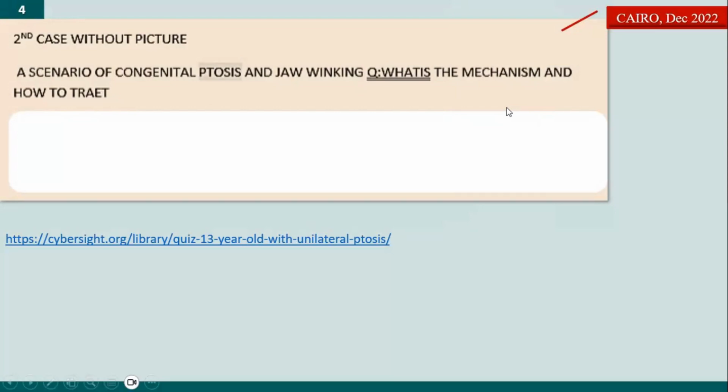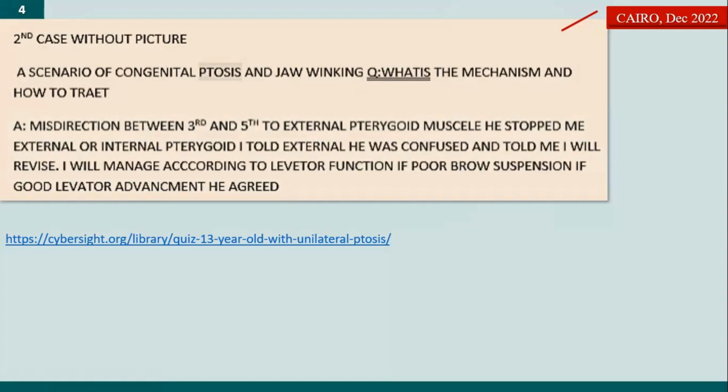And here this is a basic question. What is the mechanism? We already answered it. And how do we treat it? Let's see the candidate's answer. He said misdirection between third and fifth. Again, it's better to say between the superior division of the oculomotor and the mandibular branch or motor branches of the trigeminal. And he mentioned the muscles. He said external pterygoid muscle.